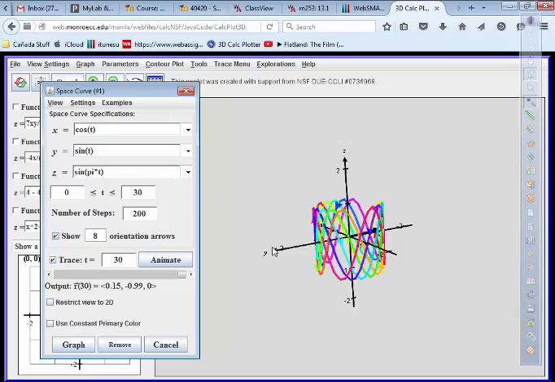Has anybody pulled this up yet and tried it? No. The graphing calculator? Yeah, so much easier. All right.